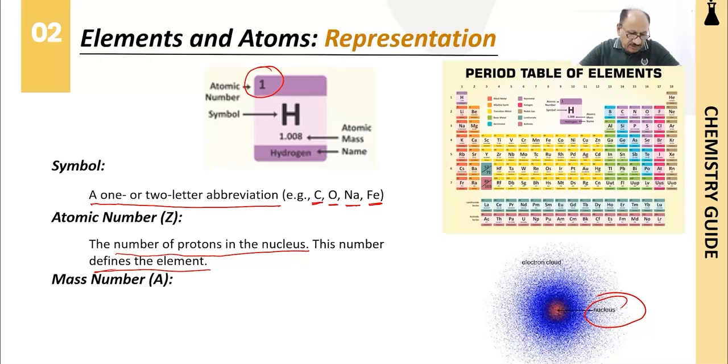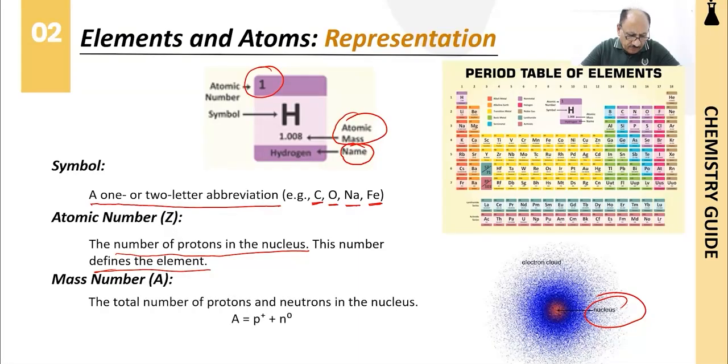Then mass number. Mass number is the number of protons plus neutrons. The name is mentioned over here, which is hydrogen, and this is the atomic mass. As we discussed just now, the mass number is the number of protons plus the number of neutrons. So A, the mass number, is equal to the number of protons plus the number of neutrons. This is how we are representing it.